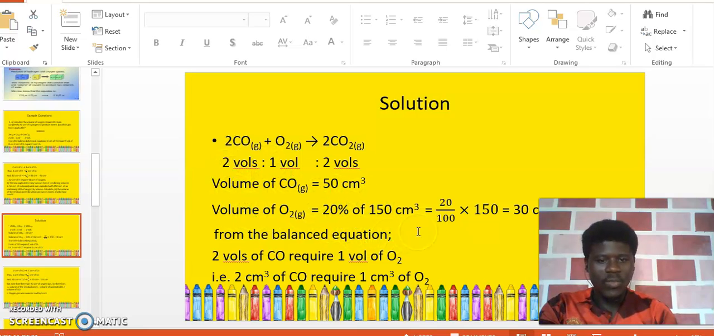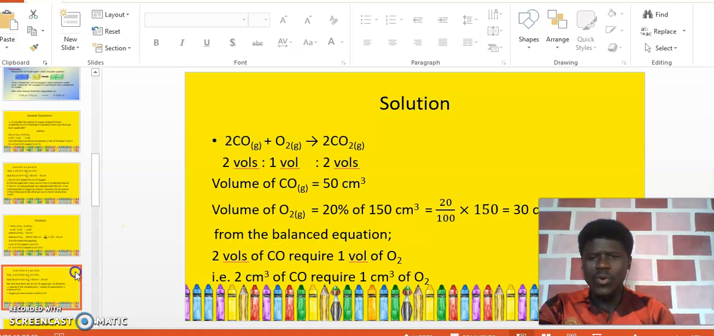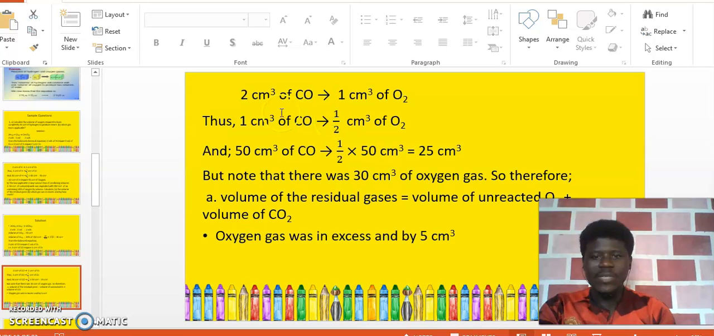This is the amount of oxygen in 150 cm³ of air. The amount is 30 cm³. From the balanced chemical equation, 2 volumes of CO require 1 volume of oxygen. But the amount of oxygen available in 150 cm³ of air is 30 cm³. Using that relationship, 2 cm³ of CO requires 1 cm³. Like I said, I'll first find for 1 cm³, that's half, and multiply that by 50 cm³ of CO, which is 1/2 of 50.